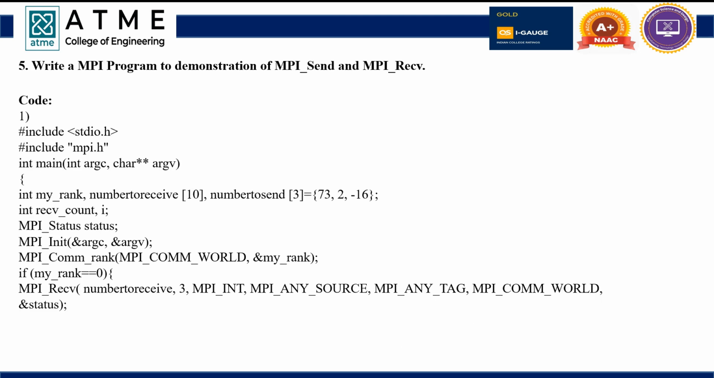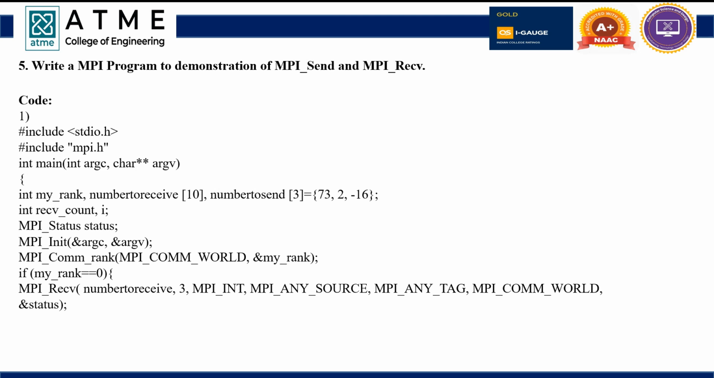Now, I am going to explain the fifth program, that is, write an MPI program to demonstrate MPI Send and MPI Receive. First, let us see what MPI Send and MPI Receive are. MPI stands for Message Passing Interface. It is a standard used for parallel computing or parallel programming on distributed memory systems. Each process has its own memory space and processes communicate by sending and receiving messages.